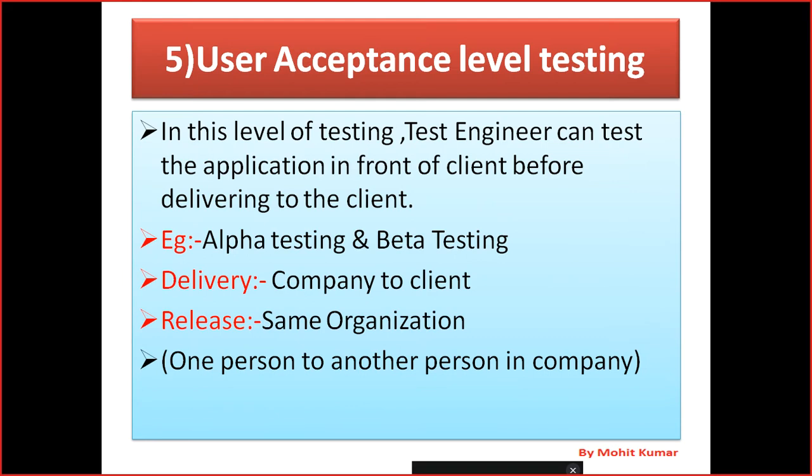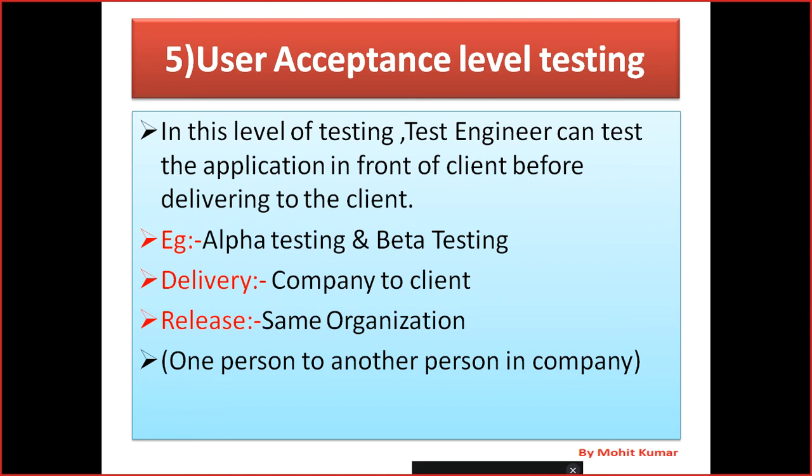Okay, so user acceptance testing. Same thing, user acceptance testing, right? After everything is done, now we have to deliver our application to the user. In this level of testing, the test engineer tests the application in front of the client before delivering it to the client. This is called alpha testing and beta testing. It comes inside this, but I will tell you about alpha and beta later.